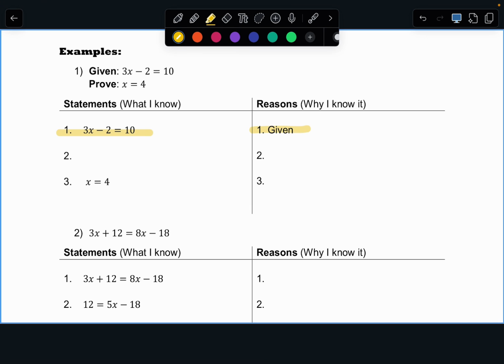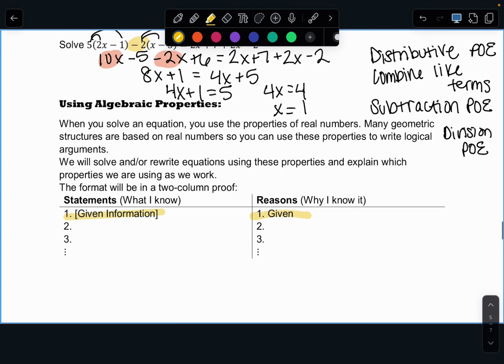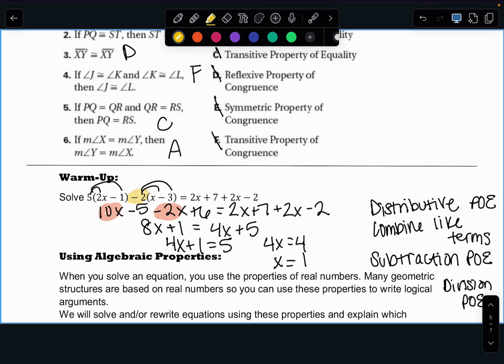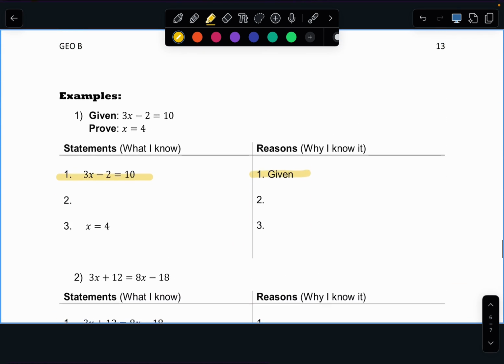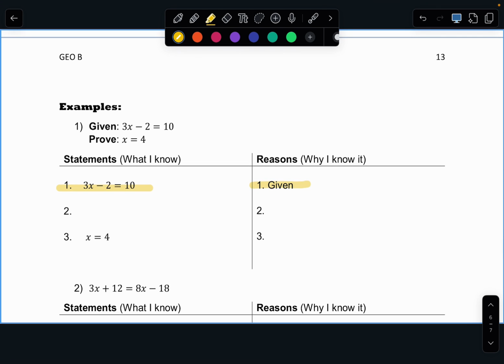So, first line, given. Line 2, we solve. My recommendation would be to do the algebra part first and then describe what you're doing, like we did up here. We solved, and then we went over to the right-hand side. So, if I wanted to solve this for x, what would my first step be? What should I do?